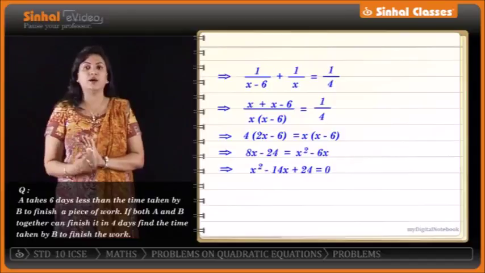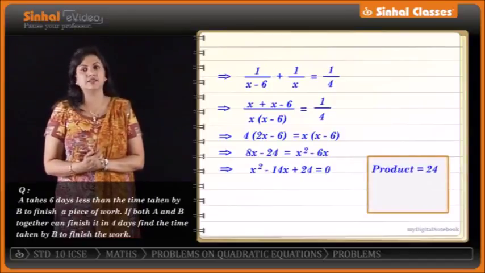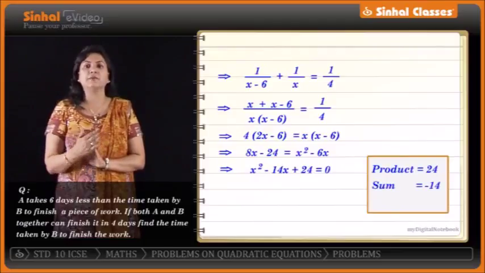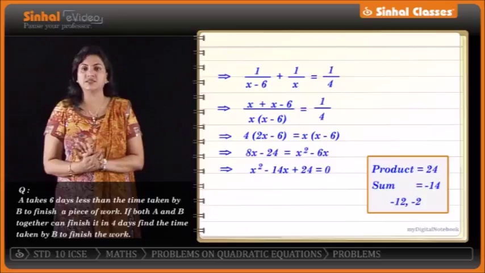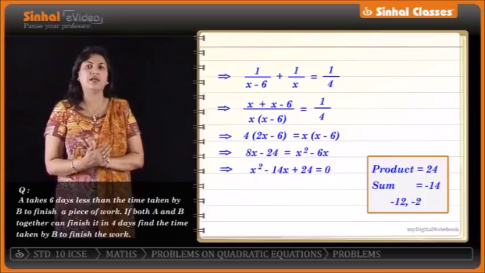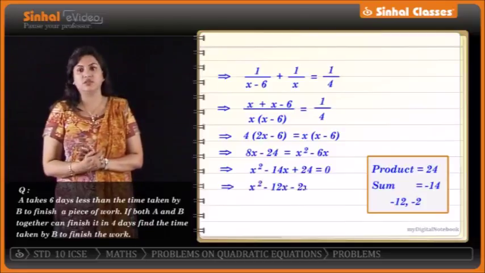Now we want two numbers whose product is 24 and sum is minus 14. So we write the numbers as minus 12 and minus 2. We write the equation as x square minus 12x minus 2x plus 24 is equal to 0.